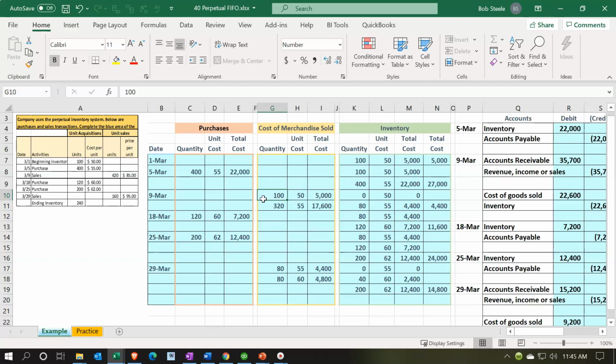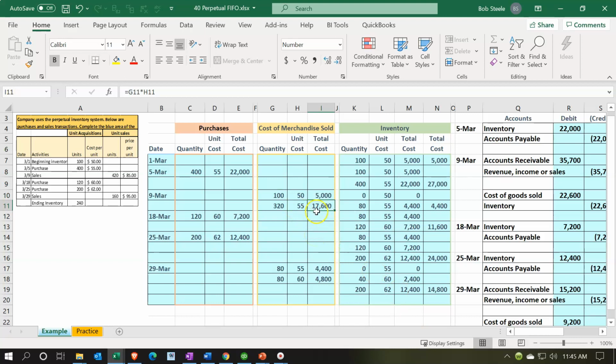And we would have to break out now. We'd have to say, okay, which units did we sell? And we're going to say, okay, we sold 100 units of the oldest units and 320 of the newer units, adding up to the 420. That's what first in, first out means.